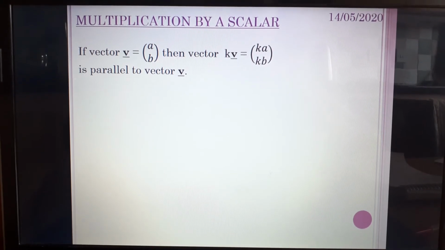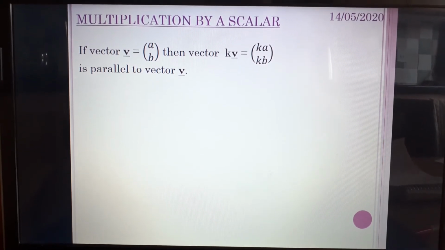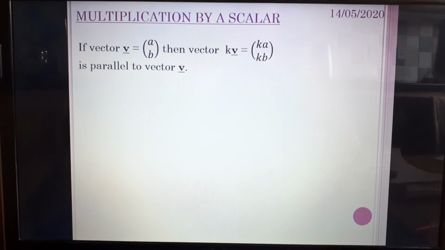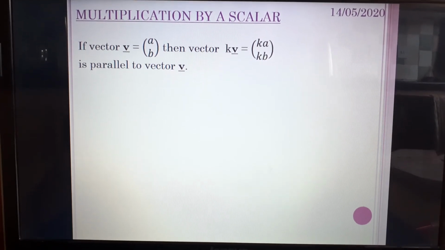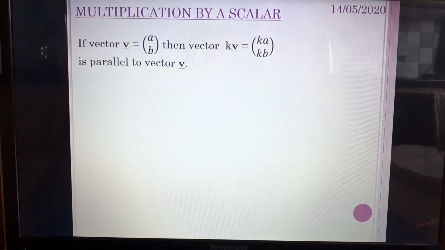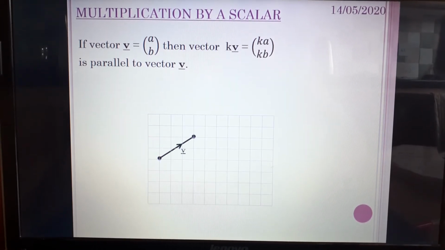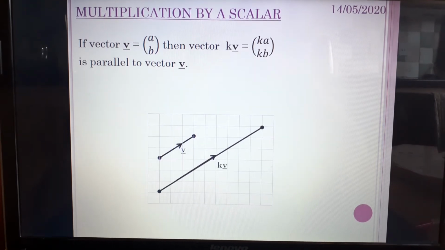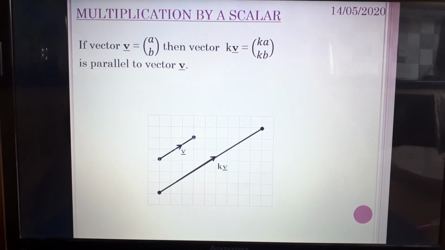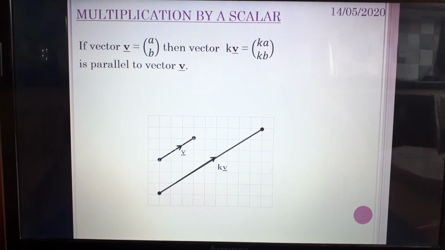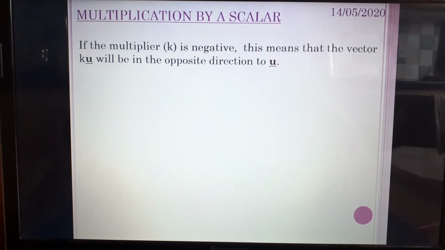Vector v, which is ab, multiplied by a scalar k, would be ka and kb. And we also know it would be parallel to vector v, because they're going in exactly the same direction, but just k times as long. So here we have vector v and kv, which is exactly the same direction, but just multiplied by whatever the k is supposed to represent.